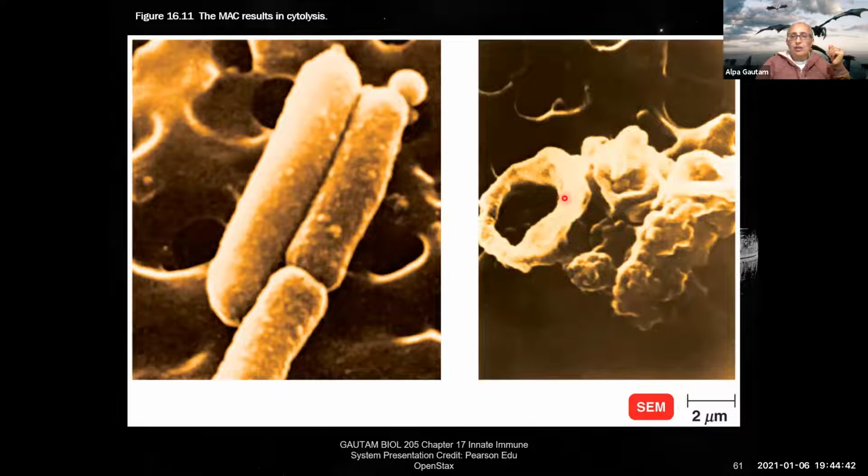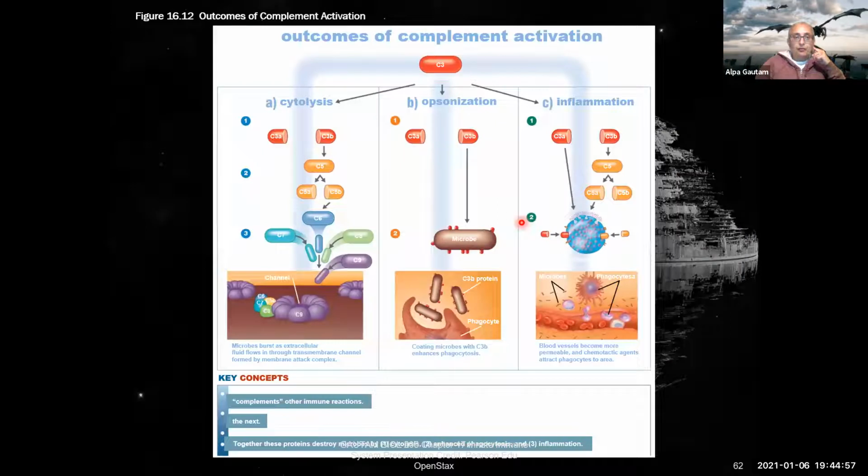So here is a MAC complex that's formed. Here is our rod-shaped bacteria, and now they've lysed because of this hole that's formed. So this is that MAC complex that I was talking about, right? It forms these holes. Okay. So what are the outcomes of the complement activation? Lysis of the cell, opsonization, and inflammation.